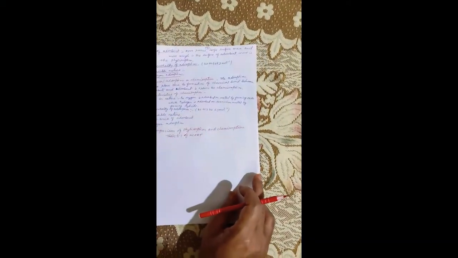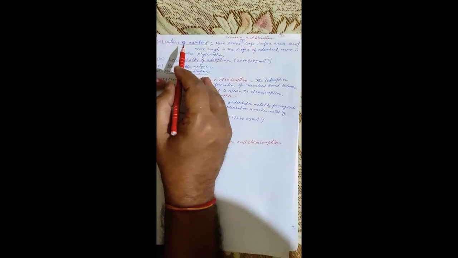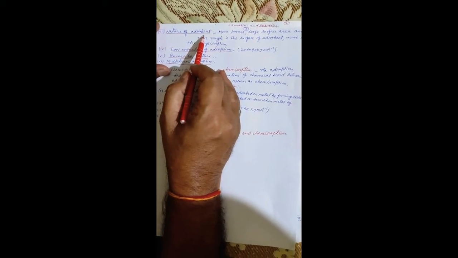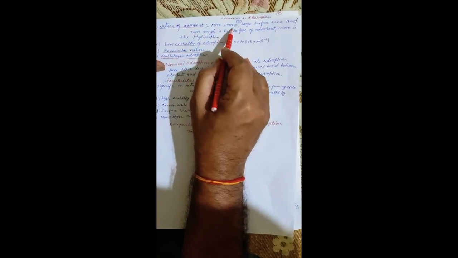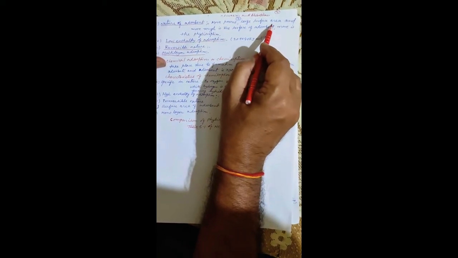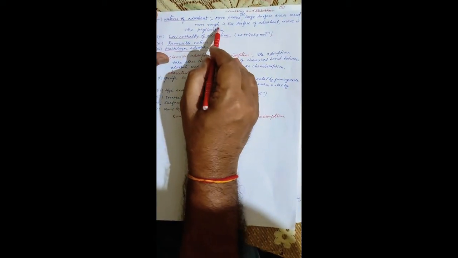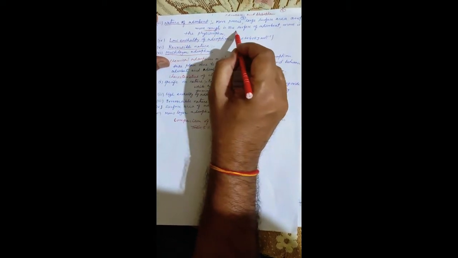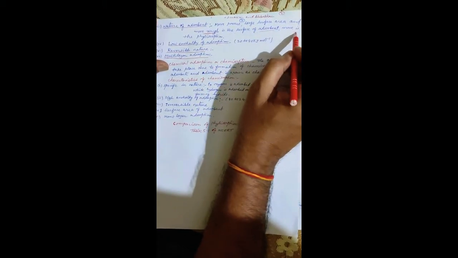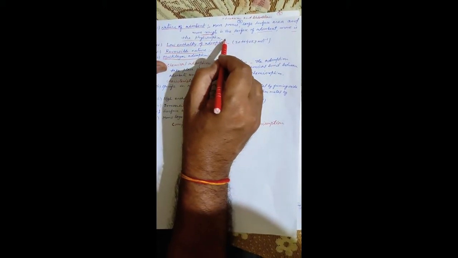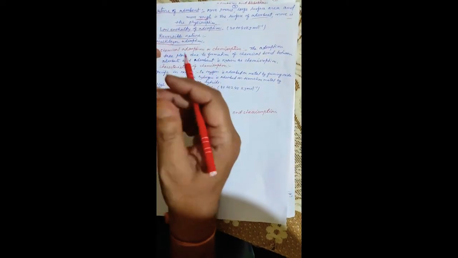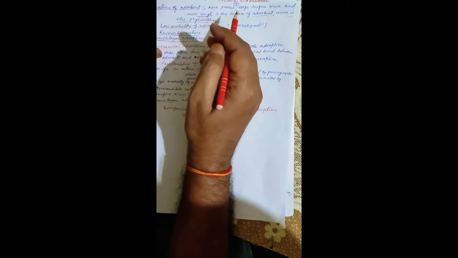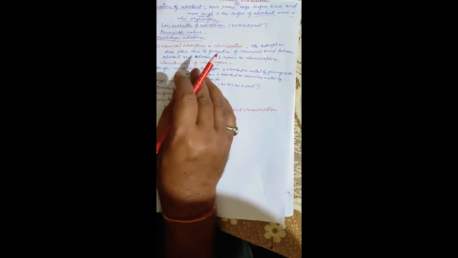Now come to the third point. This point is the nature of adsorbent. The more porous, look at the note, more porous, large surface area, and the more rough the surface of the adsorbent is, the more is the physisorption. Means what? If the surface is more rough, then adsorption is more and more.